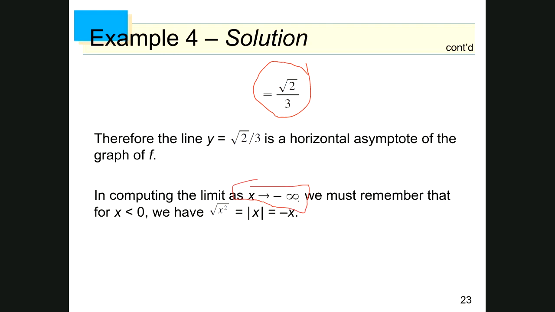Because when x approaches minus infinity, x is less than 0. So when x is less than 0, the square root of x squared, which is just called the absolute value of x, is actually minus x. Everyone knows that from the definition of the absolute value function. Absolute value of x is equal to minus x if x is negative. That's how it works. So how is this going to change the solution?